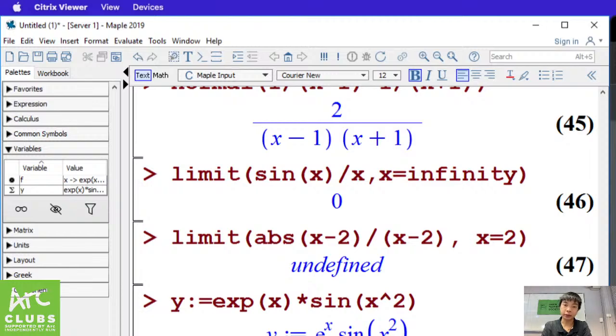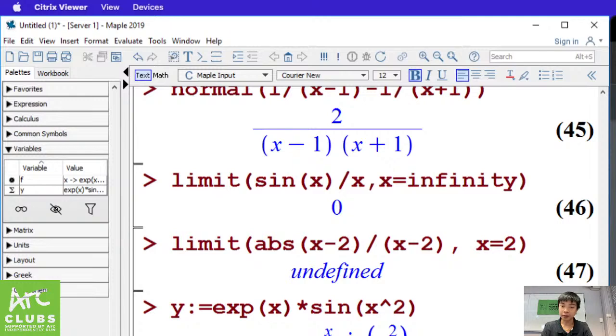Now, the difference between these two is that when we diff an expression, it's still an expression. You'll see that there's no arrow here. But if we diff a function, it still becomes a function. Of course, we can also substitute in values by just using brackets, and we get the result when x is equal to 1.